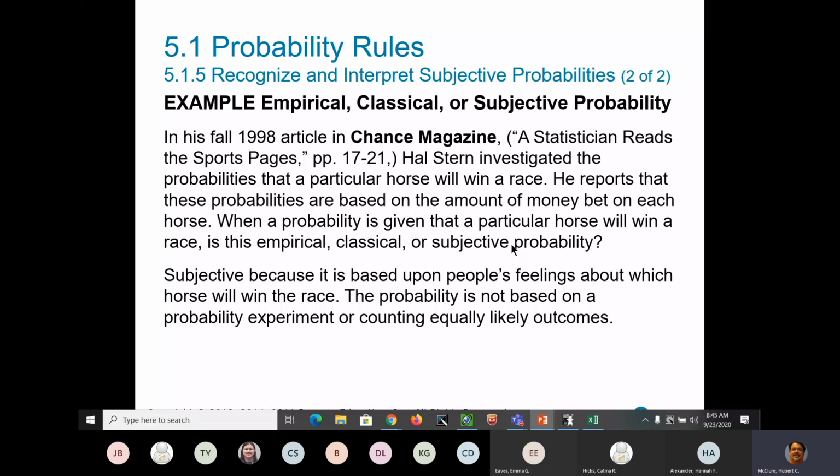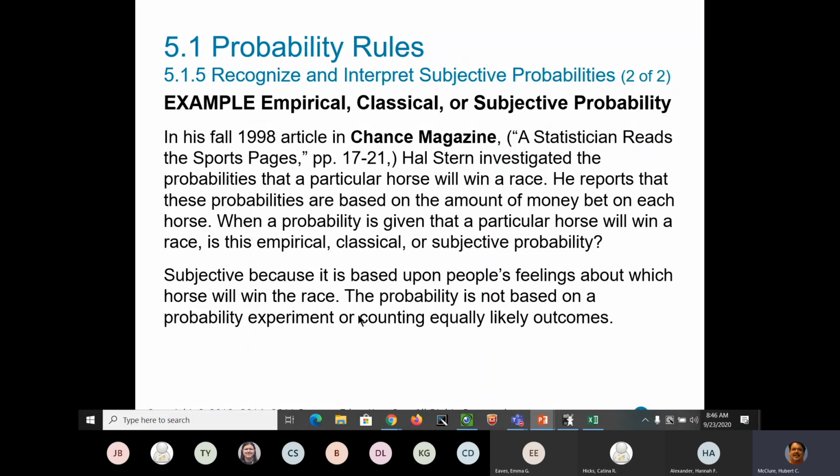In his fall 1998 article in Chance magazine, "A Statistician Reads the Sports Pages," pages 17 through 21, Hal Stern investigated the probabilities that a particular horse will win a race. He reports that these probabilities are based on the amount of money bet on each horse. When a probability is given that a particular horse will win a race, is this empirical, classical, or subjective? It's subjective because it's based on feelings about whether the horse will win a race.